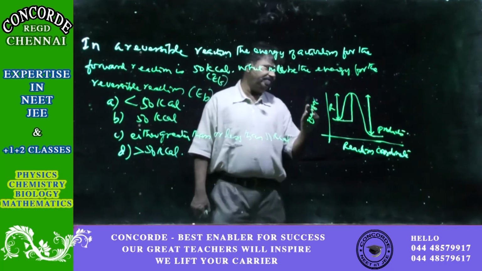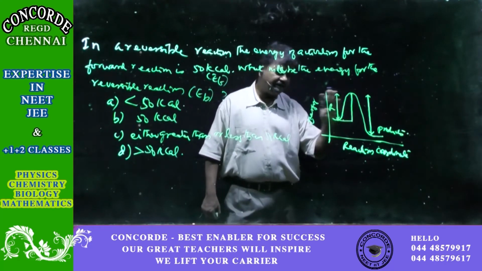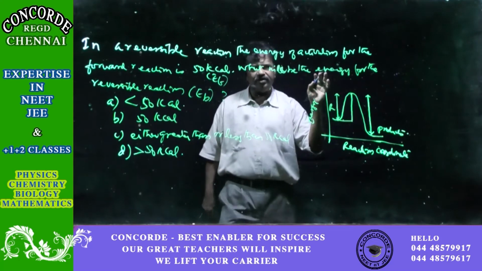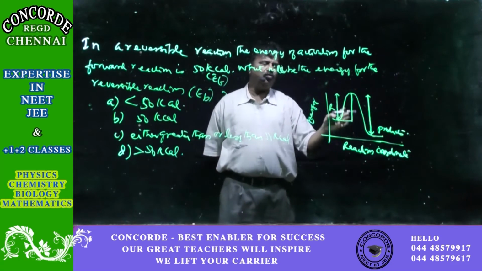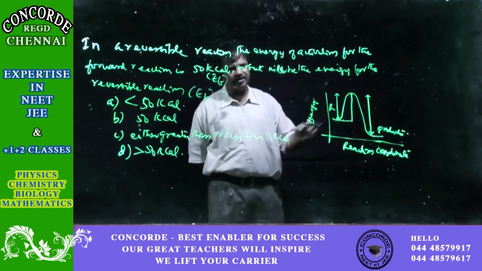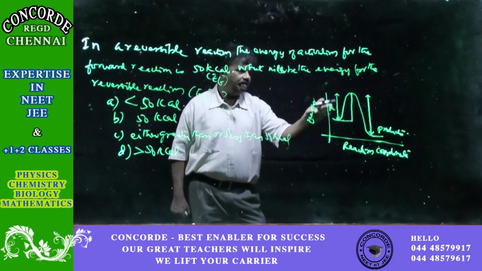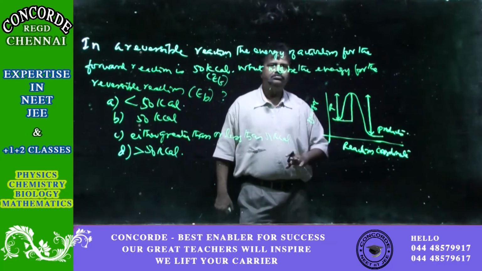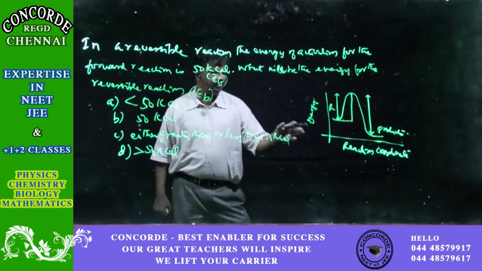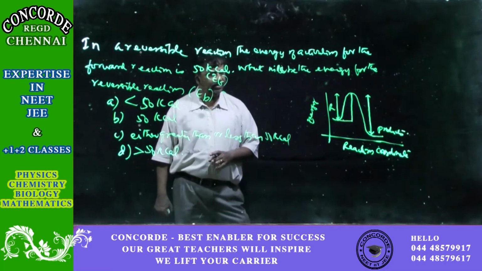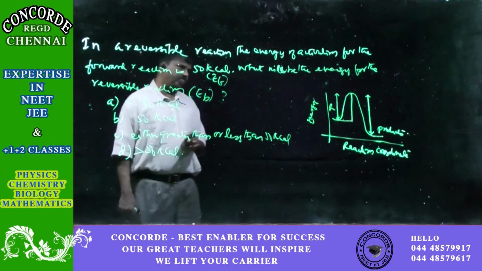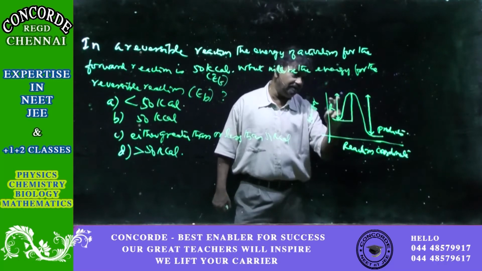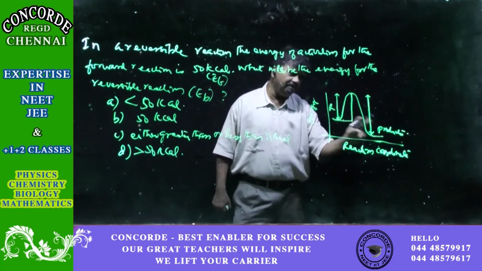Okay, so if this is 50 kilocalories, this activation energy, once all the molecules reach this level, the reaction happens on its own and then it becomes the products, the products energy. In case you have a situation like this, where this energy is less and this energy is more, this is the typical graph you would have seen in the Arrhenius equation. Here the activation energy for the reactants is less and the products energy is more.